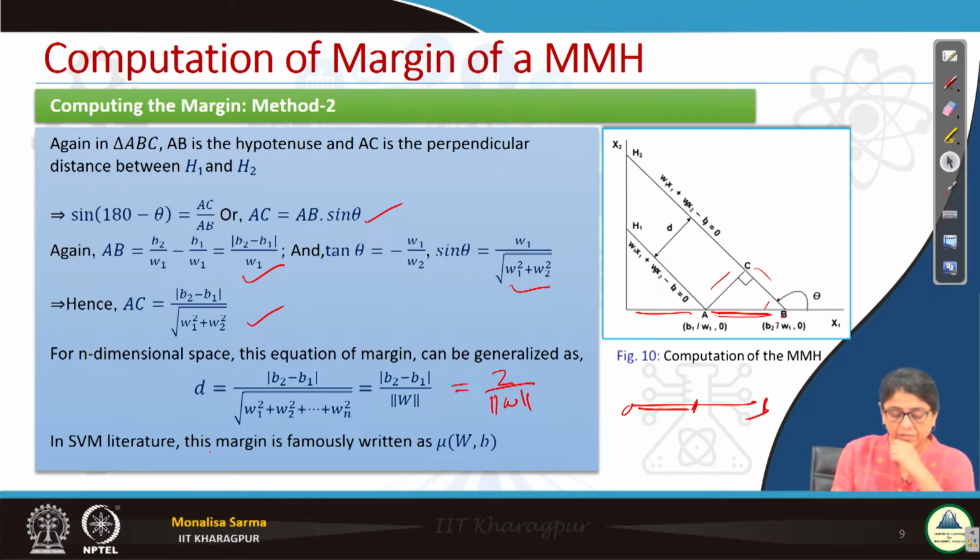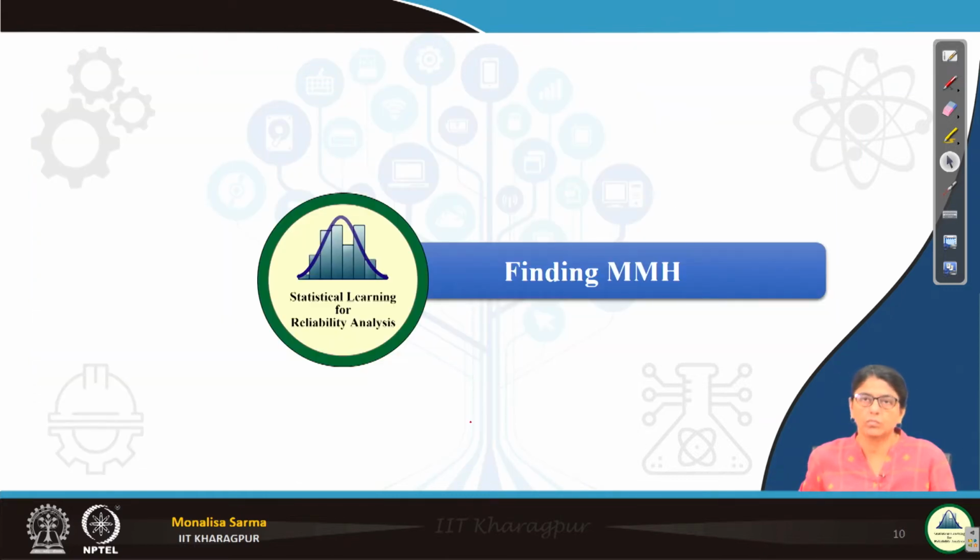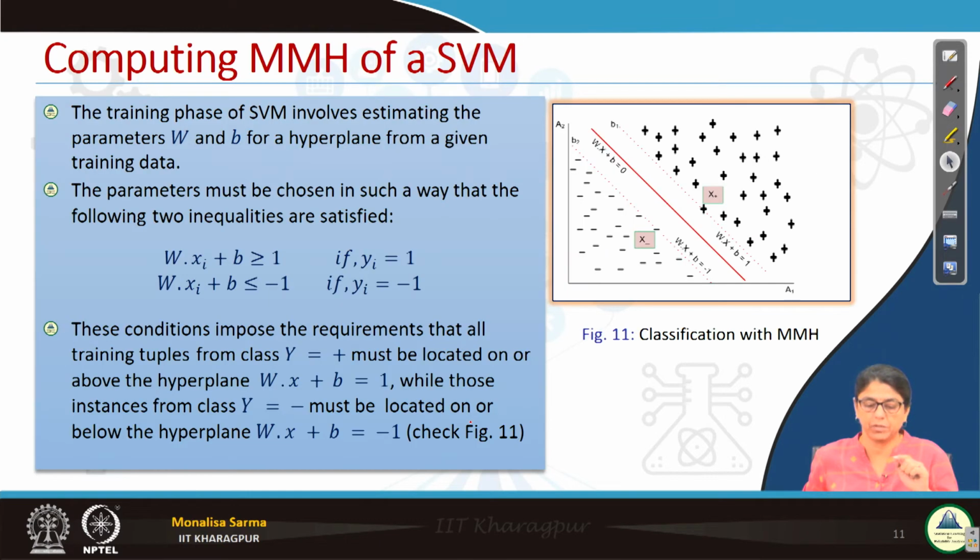In SVM literature, this margin is famously written as mu of W, B. This margin is called mu of W, B. So this is my margin now. So now I know this is the margin. Basically we will have to find the maximum margin hyperplane.